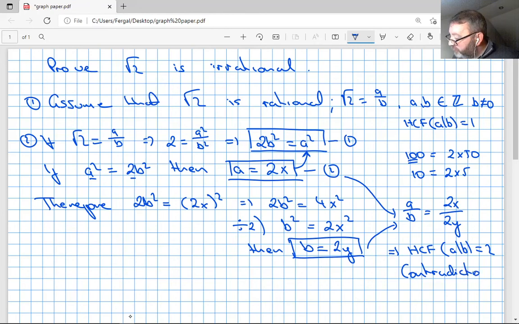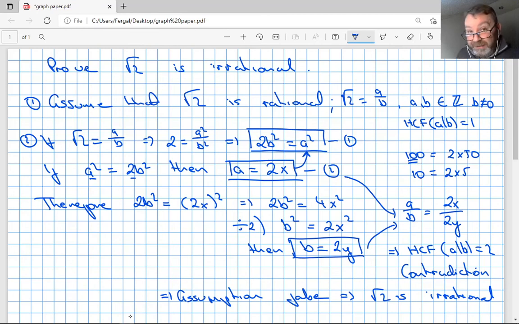You're now contradicting what you said above, that root 2 would be a over b, where a over b would give you a fraction that is fully simplified. A over b, in fact, gives me a fraction that can further be simplified. So you've contradicted yourself. And because you've contradicted yourself, therefore, your assumption is false. Assumption false, which means root 2 is irrational.